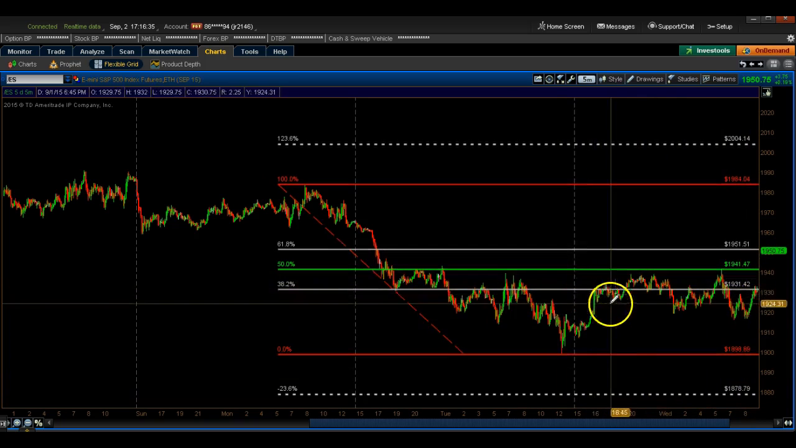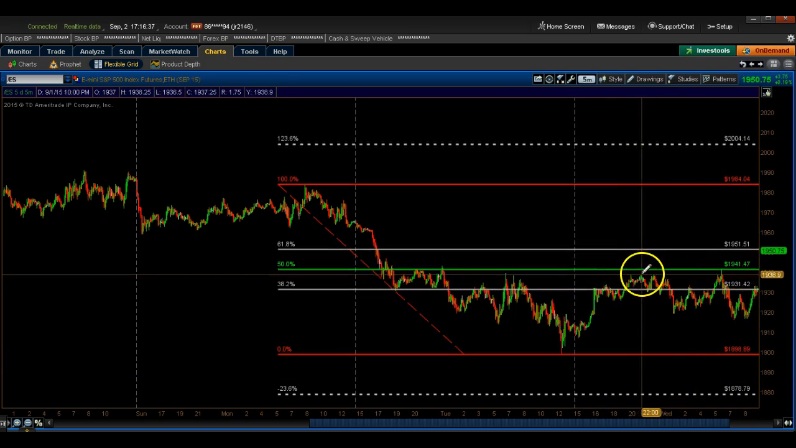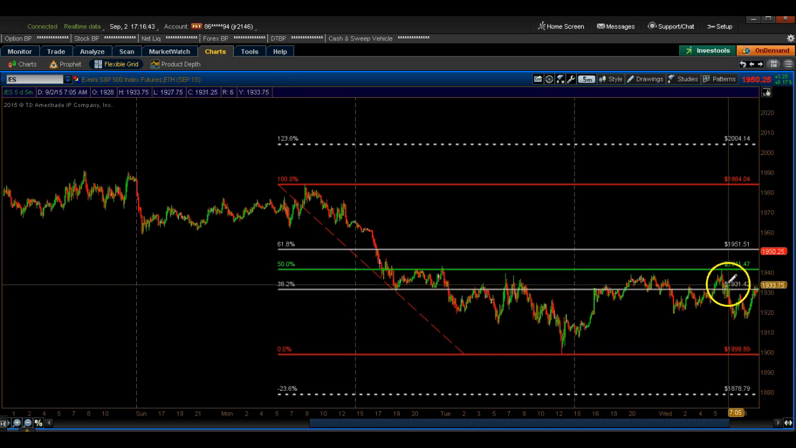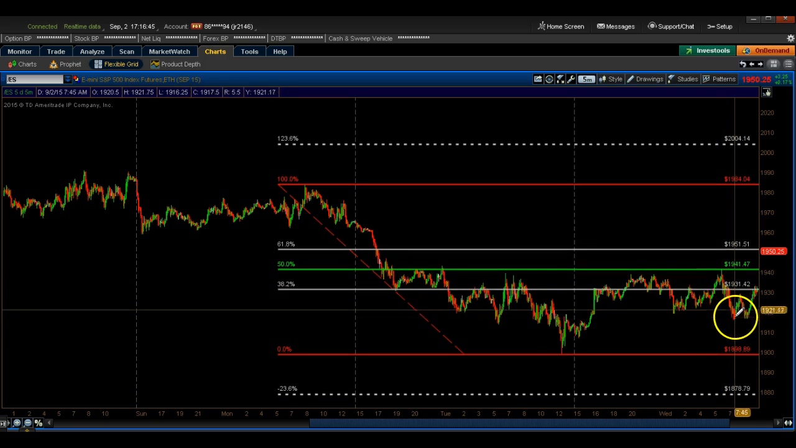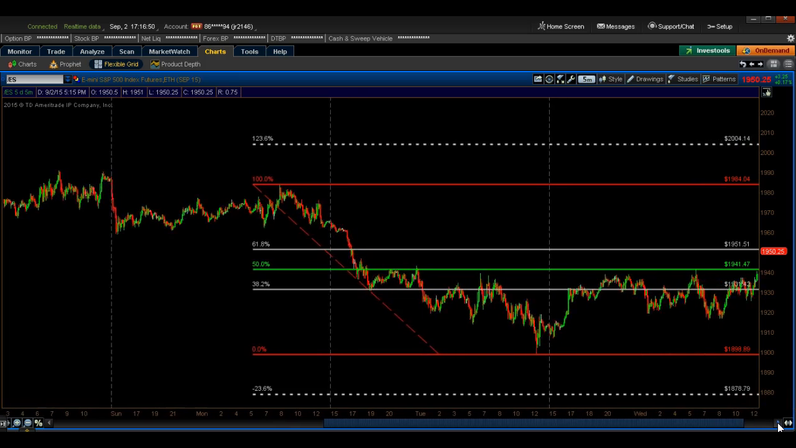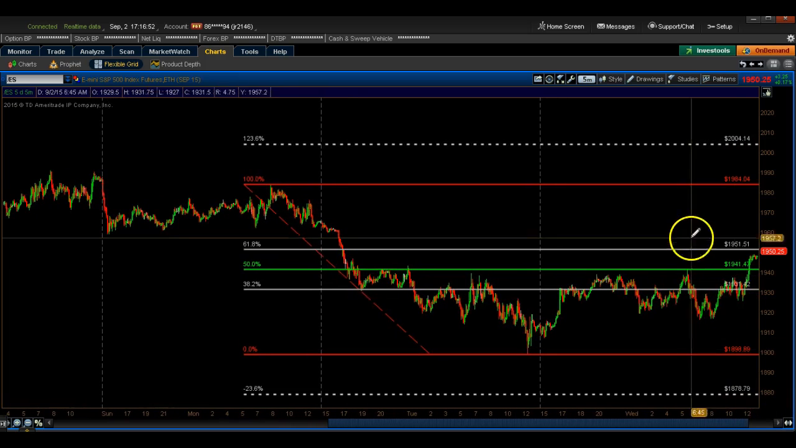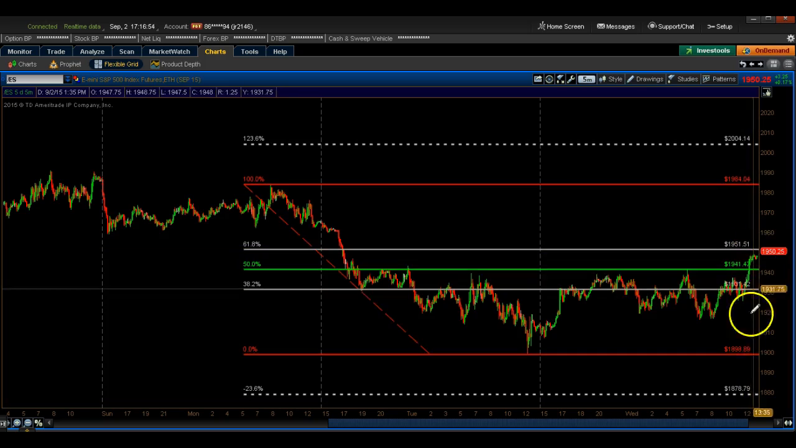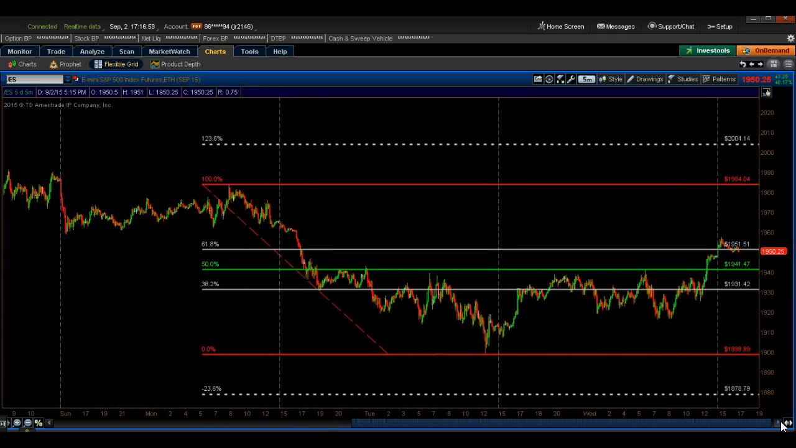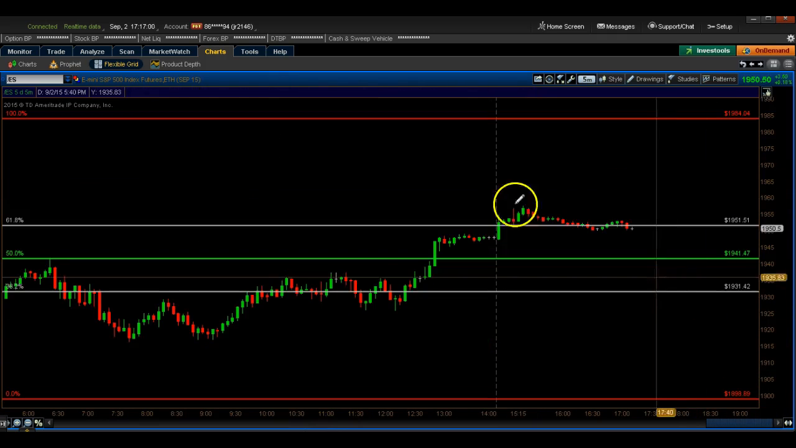So you could have made money here. You could have made money up here, but you would have had to enter a little early. But right here, it filled you and then it pulled back. This is almost a 30-point move in the E-mini. So now, what's our next level? The 61. Look for a touch and then the pullback.